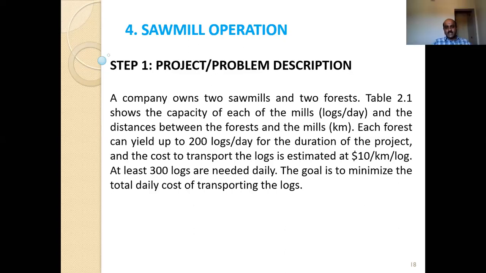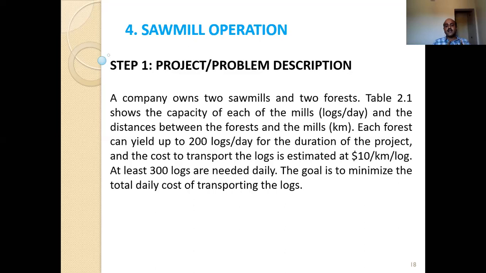This is step number 1, the statement. Please read the problem properly. The company has 2 sawmills and 2 forests, because it is a sawmill operation that we are optimizing here. A company owns 2 sawmills and 2 forests. On the next slide we have a table. Table 2.1 shows the capacity of each mill per day and the distance between the forests and the mills in kilometers. So the capacity and the distances between the forests and the mills are shown in the table.